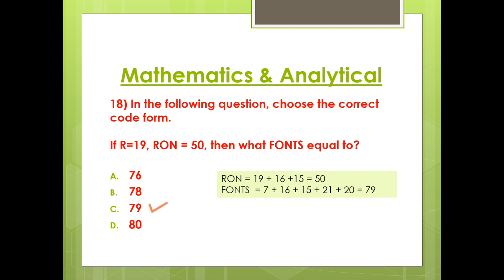So 19 plus 16, O is actually the 15th alphabet, so 15 plus 1 is equal to 16. N is the 14th alphabet, so they have added plus 1, so you get 15. So 19 plus 16 plus 15 is equal to 50. This is the condition that they have given you in the question. Based on this format, you have to find out what FONTS will be equal to. So F is 7, O 16, N 15, T 21, 20 is S. Add them up and you get 79. So the correct answer is C, 79.